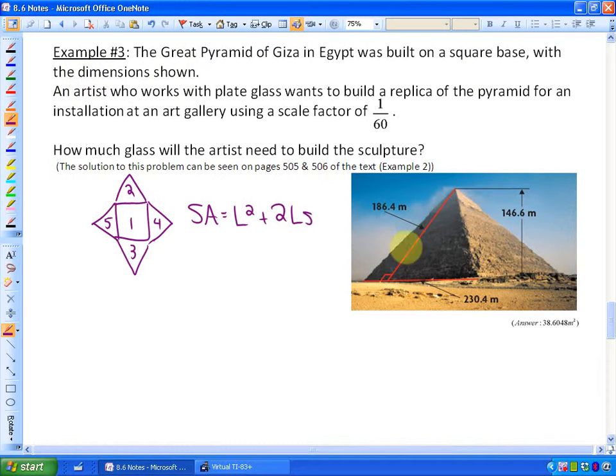So these are the dimensions shown. An artist who works with plate glass wants to build a replica of the pyramid for an installation at an art gallery using a scale factor of 1 to 60. How much glass will the artist need to build the sculpture?